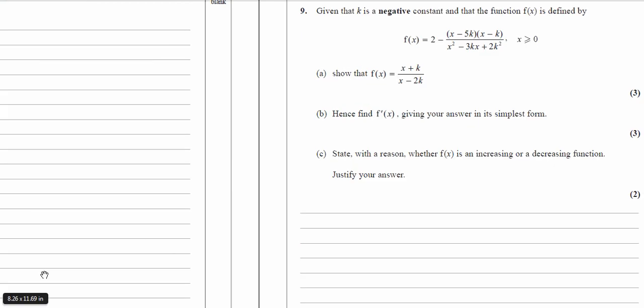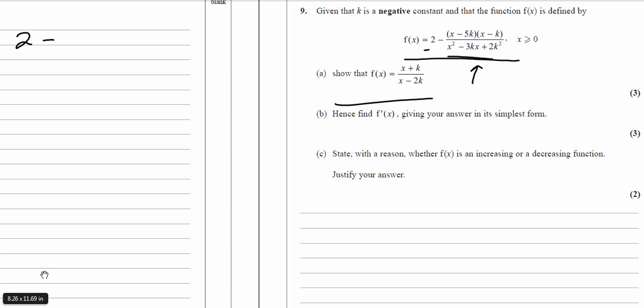Let's have a look at the 2015 paper and see what this one looked like. Now this was the final question on what is probably the hardest C3 paper for years and years. So we've got this thing here, and we've got to simplify it to this thing here. All the time we have this, there's two things. We can factorise the bottom of the right hand side there, but then we've got a number take away a fraction. We'll have a look at how to deal with that in a second.